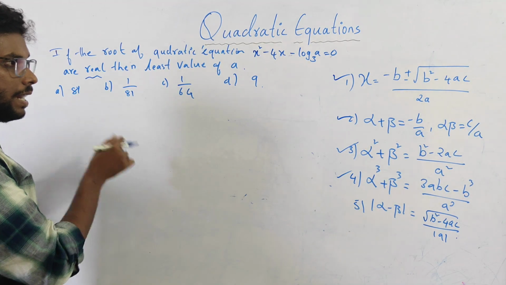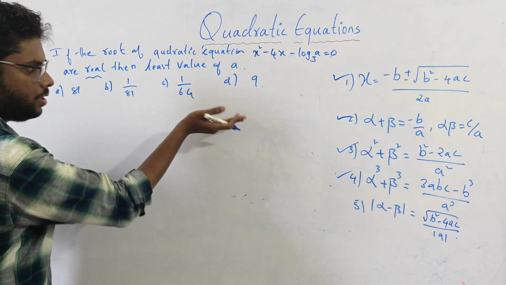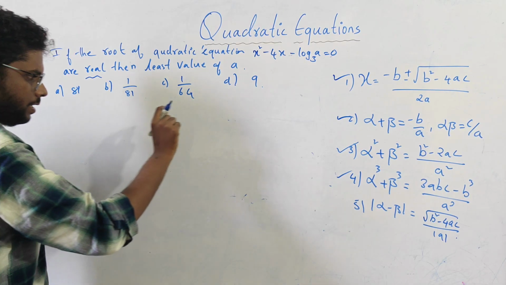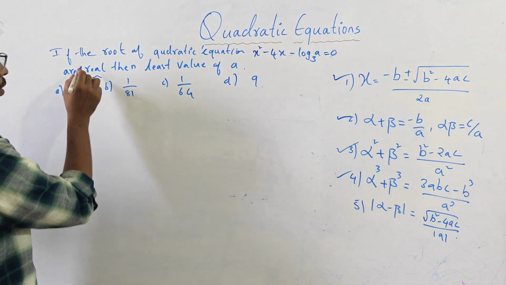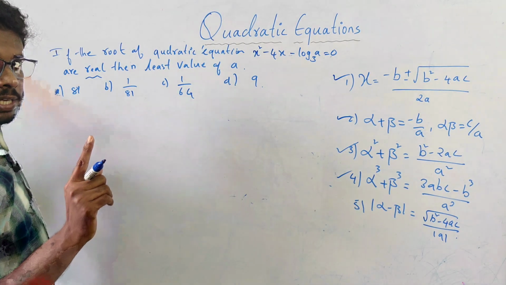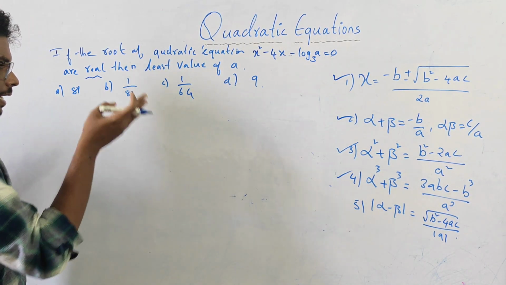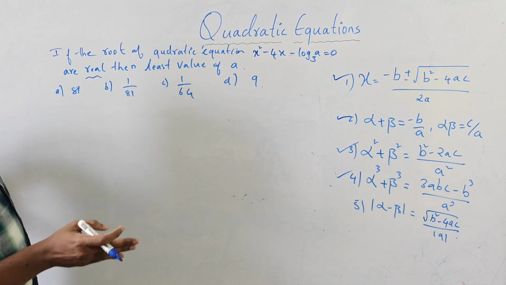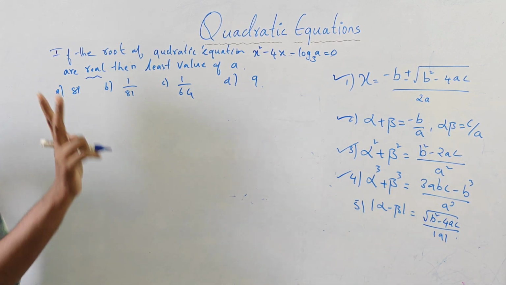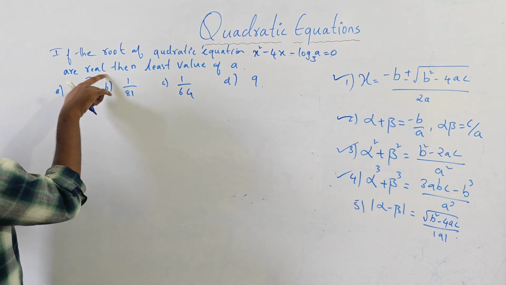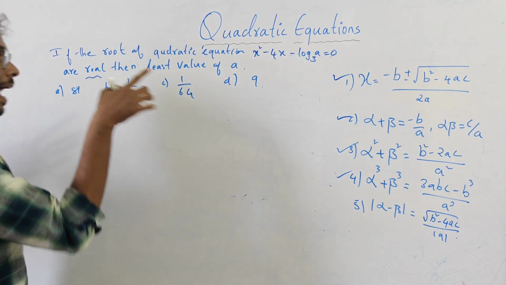So when the roots are real, two cases are there. First case, when the discriminant is equal to 0, then the roots are real and equal. It is telling only real, so in that case all the roots are real. Second, if the discriminant is greater than 0, then the roots are real and distinct. So we have to consider both cases here because they have mentioned real only. They have not mentioned real and equal, nor real and distinct.